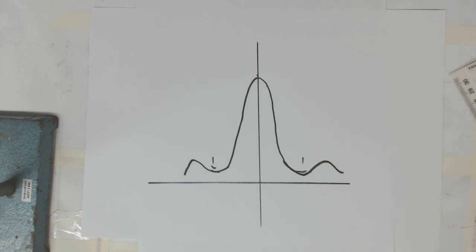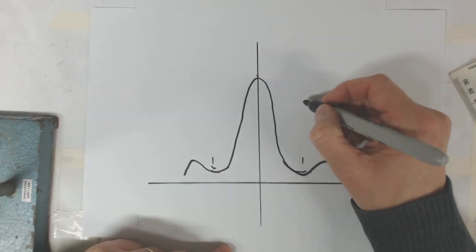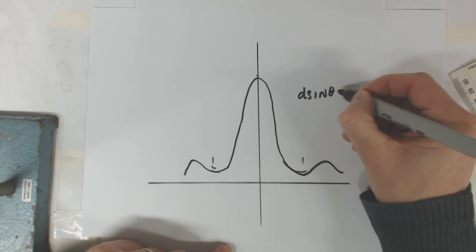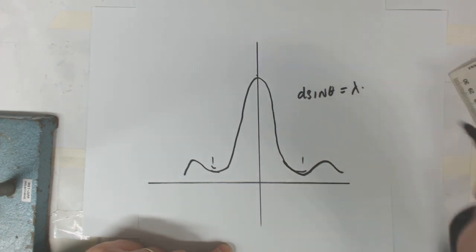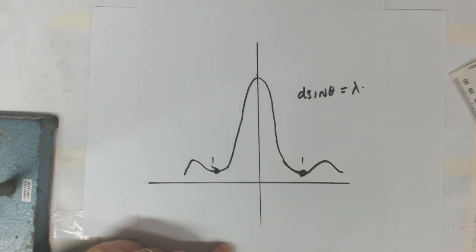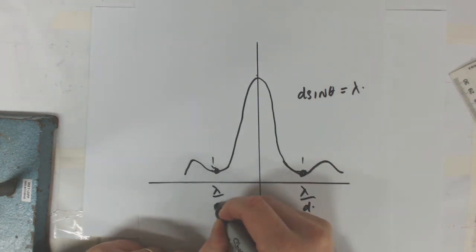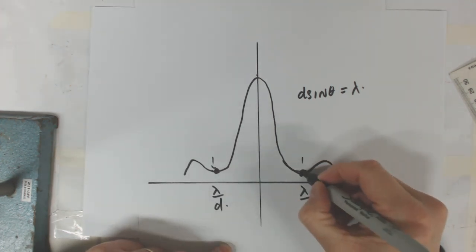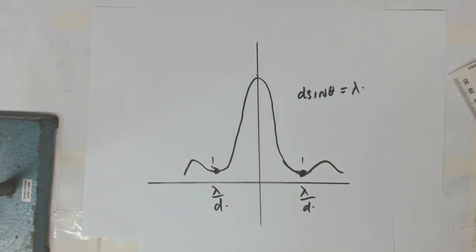So that's your first minimum at that point, and that's your central maximum. When we look at this, the relationship that we just got is that sine theta is going to equal wavelength over d. Okay, we just said that d sine theta equals wavelength for a minimum. So this minimum here or this minimum here happens at sine theta equals wavelength over d. That's the first minimum, and that's diffraction through a single slit.